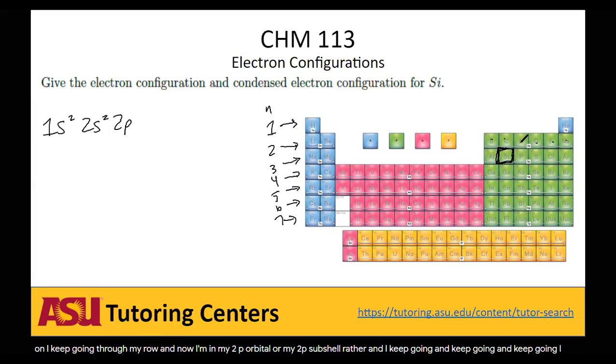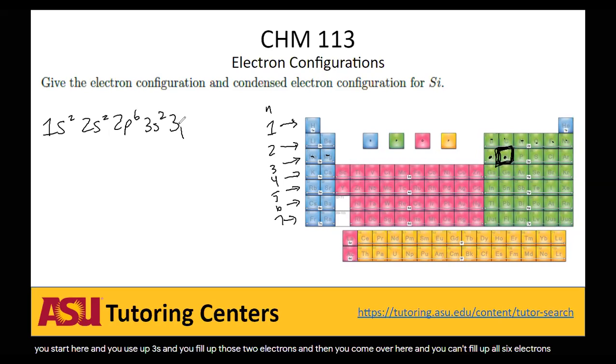I don't run into silicon yet, so I've used up all 6 of the electrons that are available in the 2p subshell. Then you go down to your next row, and you start here, and you use up 3s, and you fill up those 2 electrons. And then you come over here and you can't fill up all 6 electrons, because as you start working your way through, you end up at silicon, which is what you're looking for.